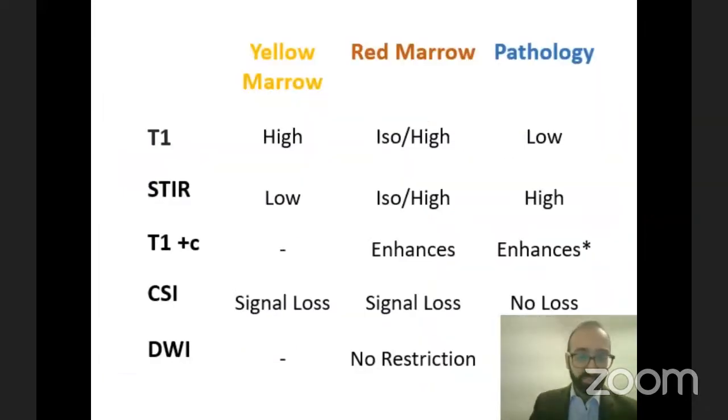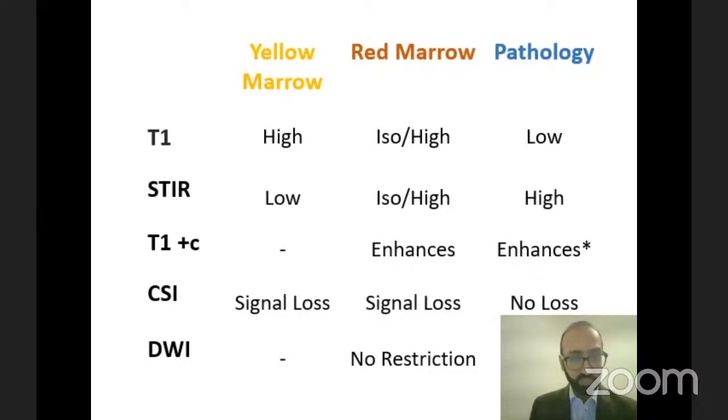So what are the different appearances on some of the sequences I've talked about? I put a STIR there in place of fluid sensitive, but you could replace STIR with PD FATSAT or a T2 FATSAT, any fluid sensitive imaging. So yellow marrow has high T1 signal because it's got a lot of fat, and red marrow is either isointense or it can be hyperintense.